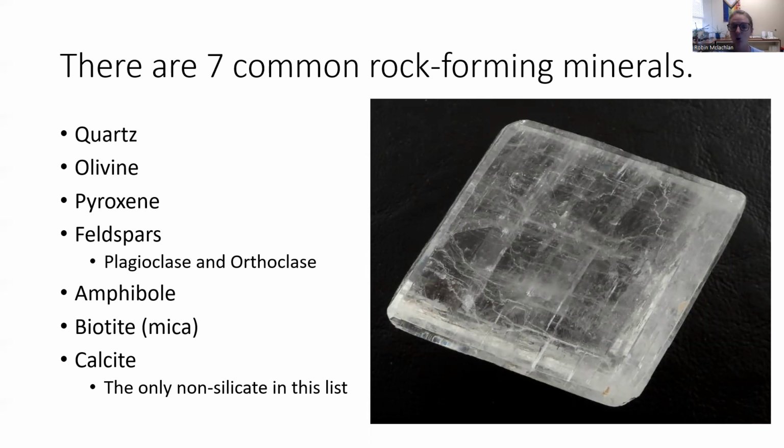Now, calcite is actually the only non-silicate on this list. Remember, I said that silicates are by far the most common class of minerals. Here's an example of that. All of these minerals are silicates other than calcite, which is a carbonate mineral.